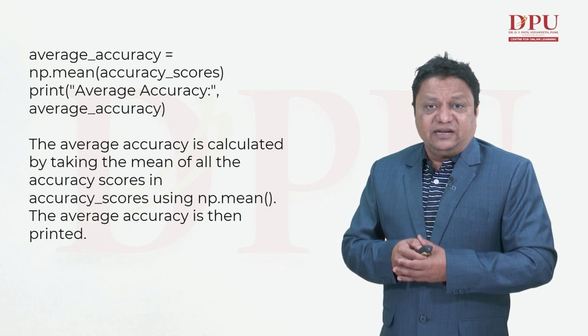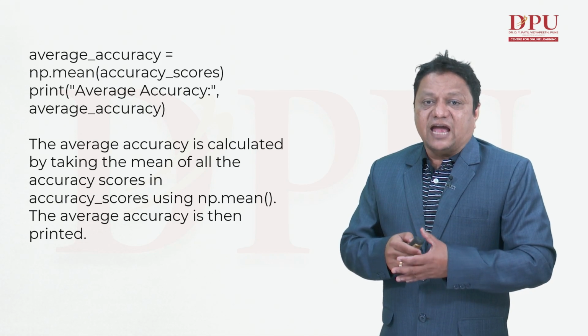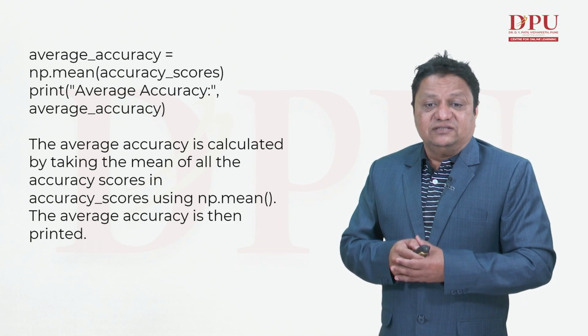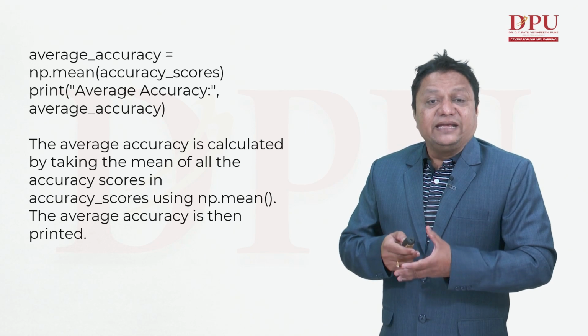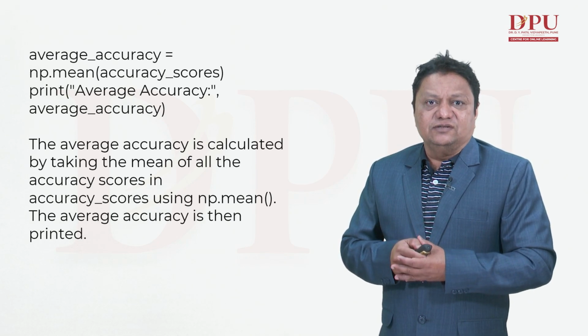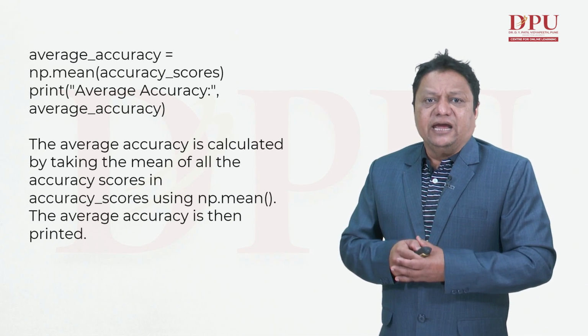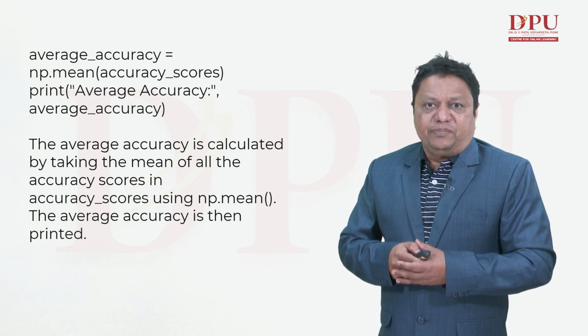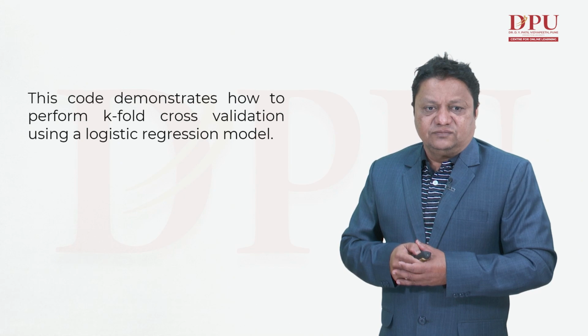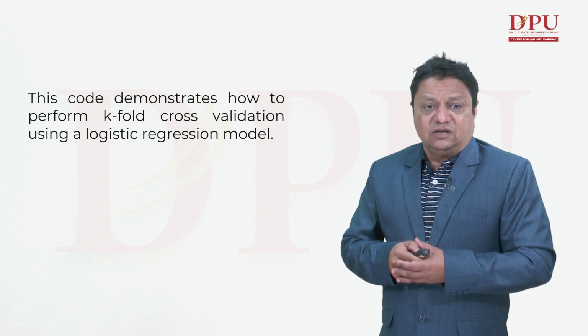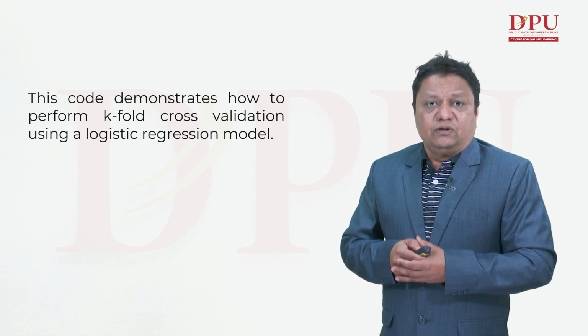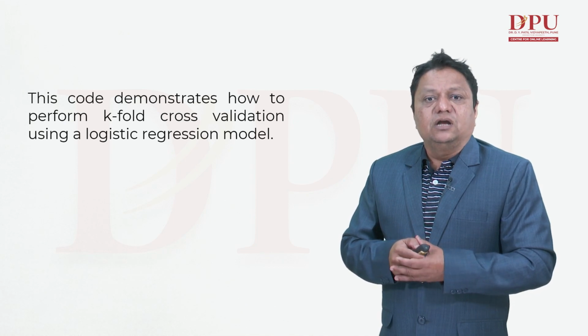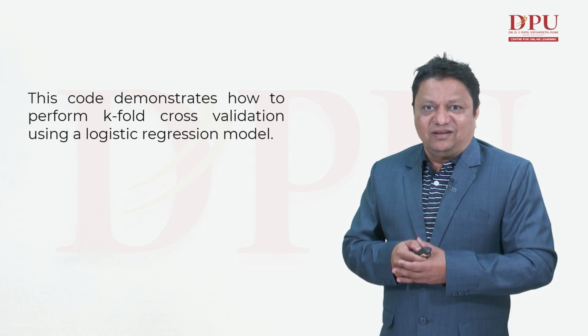The next statement is average_accuracy is equal to np.mean(accuracy_scores). Then the next statement is printing the average accuracy. The average accuracy is calculated by taking the mean of all the accuracy scores in the accuracy_scores list using the np.mean method, and the average accuracy is then printed with the help of the print function. So this code demonstrates how to perform K-fold cross validation using a logistic regression model.